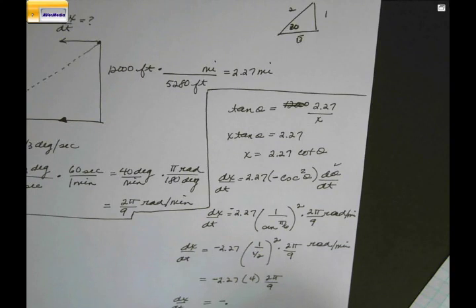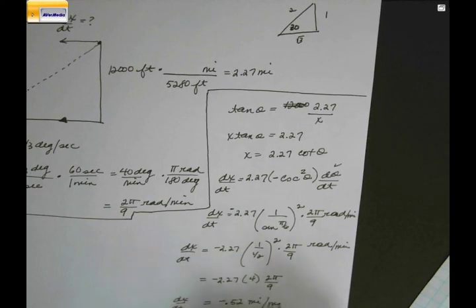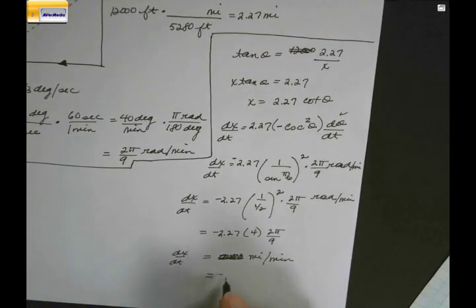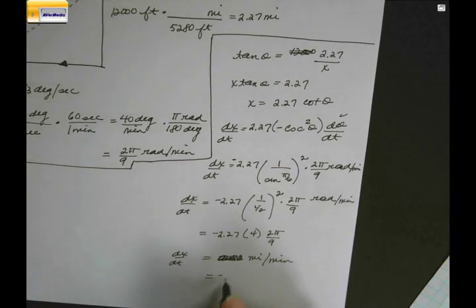No, that's not right. What did you get again? Negative point what? Maybe that is right. 0.52? Miles per minute. Yeah, it's got to be a little more than that. Don't forget the pi. Maybe it was negative 0.252 pi. Did you come up with a different number? Negative 2.27 times 4 times 2 times pi. Yeah, which is negative 57, then divided by 9 is negative 6.3. Negative what? 6.3.